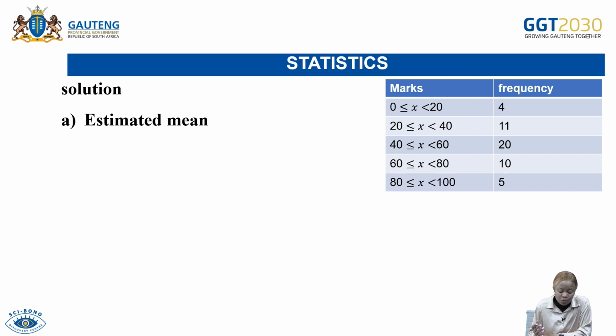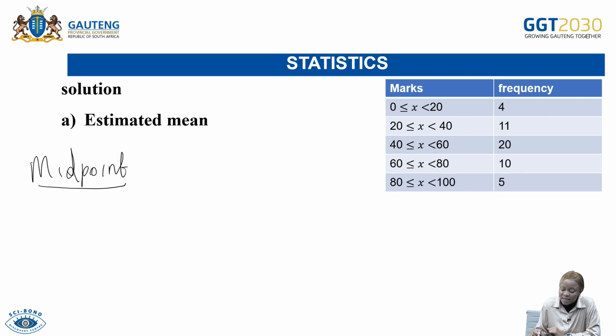So let's start with the estimated mean. First things first, before you can find the estimated mean, you need to find your midpoint. You can just extend your table on the side, and then you find your midpoint. Okay, let's start with the midpoint. How are you going to find it?